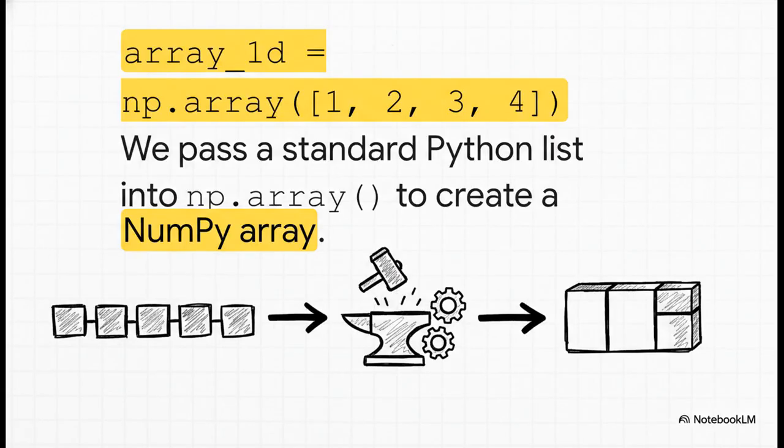And now for the main event. We're creating a variable, let's call it array_1D, and we're using that np.array function. See how we just pass a regular old Python list right into it? You can think of this like taking a normal family car and dropping a Formula One engine inside. NumPy takes that simple list and completely transforms it into a seriously powerful array.